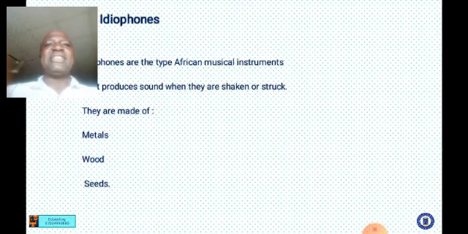Now let us look at the idiophones. The idiophones are the type of African musical instruments that produce sound when they are shaken or struck. They are made of metals, wood, and seeds.